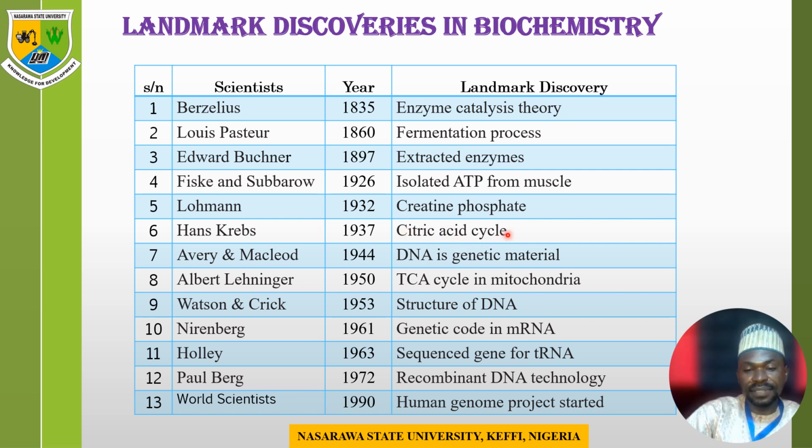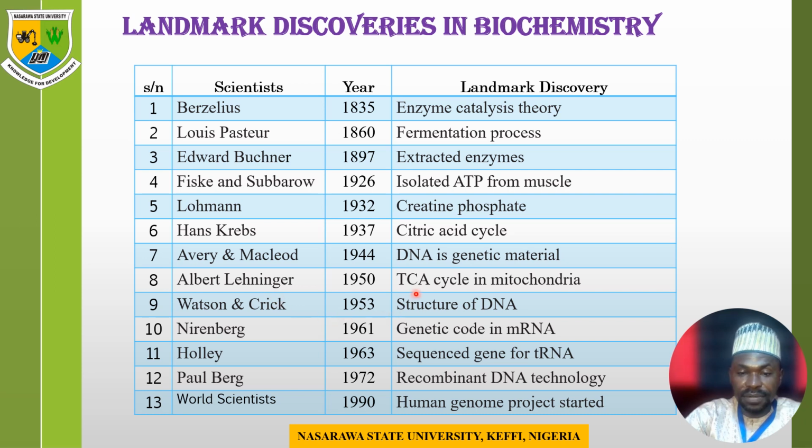And the citric acid cycle, which is a central metabolic pathway for every other breakdown of carbohydrate, breakdown of glucose, breakdown of lipids, breakdown of fatty acids, breakdown of even proteins, they are all linked to this cycle. So this discovery is also important in biochemistry. DNA is a genetic material too. It used to be thought that proteins are genetic materials until Avery, MacLeod and McCarty showed that it's actually DNA that contains the information that is passed from parents to their offspring.